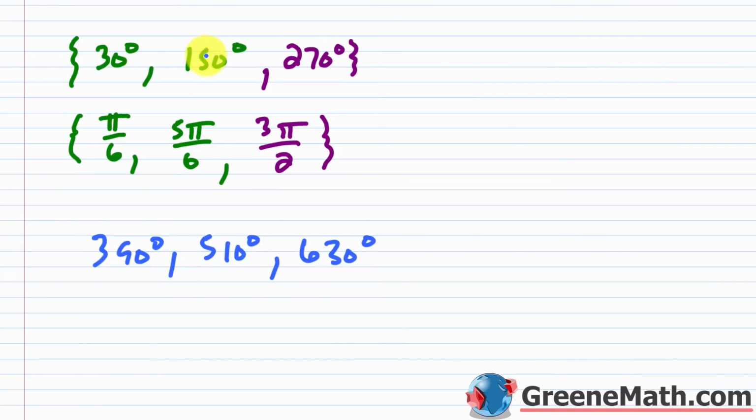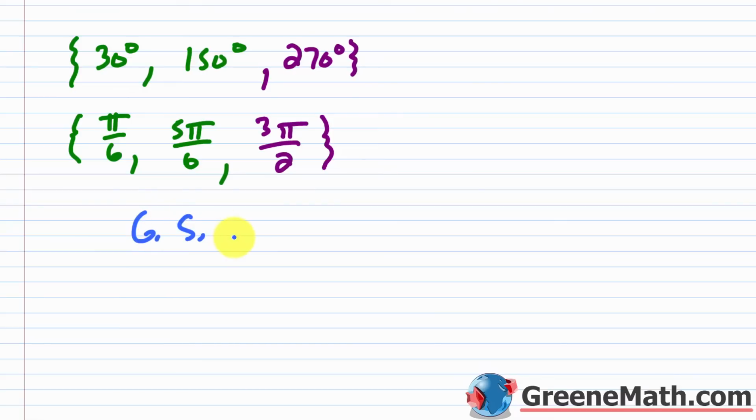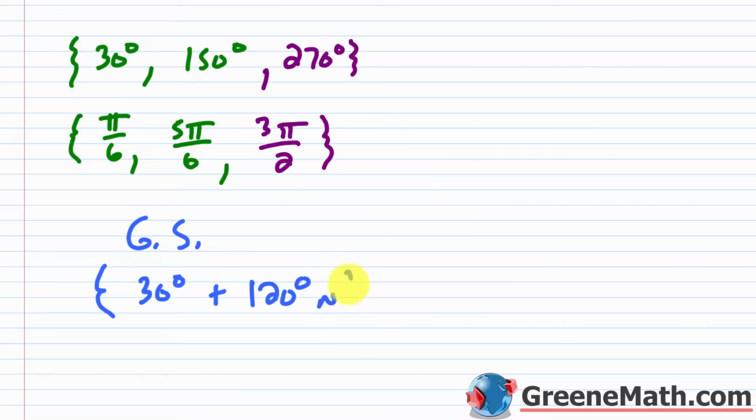So if I start here and go here, I added 120 degrees, I added 120 degrees, I added 120 degrees, so on and so forth. For a general solution, in this particular case, I can say 30 degrees, okay, plus I know the period of sine is 360 degrees, but because of this, I can say 120 degrees times n. So 30 degrees plus 120 degrees times n, this would be a simpler way to write this.